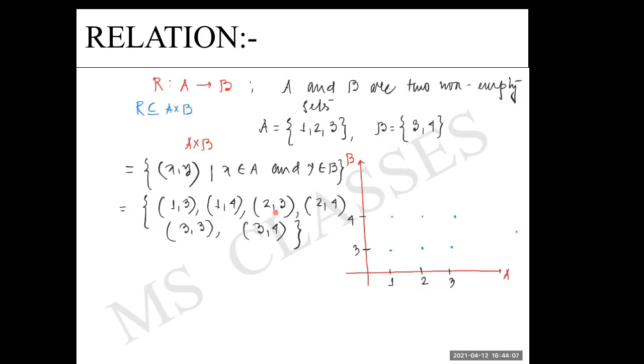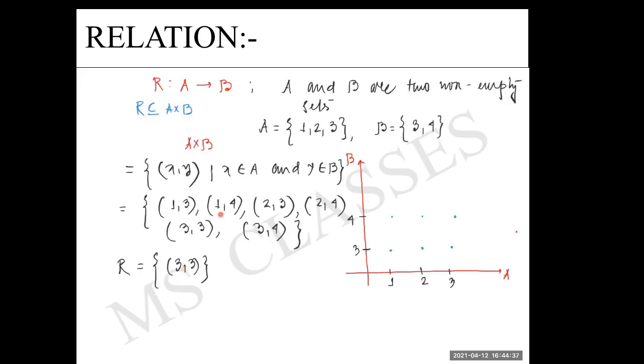Now next comes what is relation? As I told you, relation is a subset of A cross B. Now how to do this subset? Just understand this. Suppose I say R is a relation from A to B. Now subset means, suppose I take (3, 3). I take only one element, that is (3, 3). Now it is a subset of A cross B.